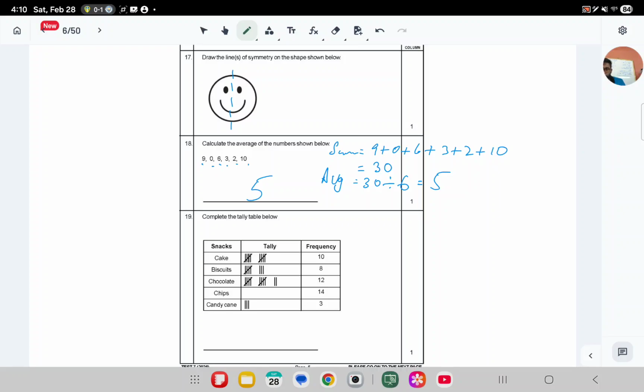Complete the tally table. So chips is 14. That's the only one that's missing. The tally part: 1, 2, 3, 4, 5, 6, 7, 8, 9, 10, 11, 12, 13, 14. Alright.